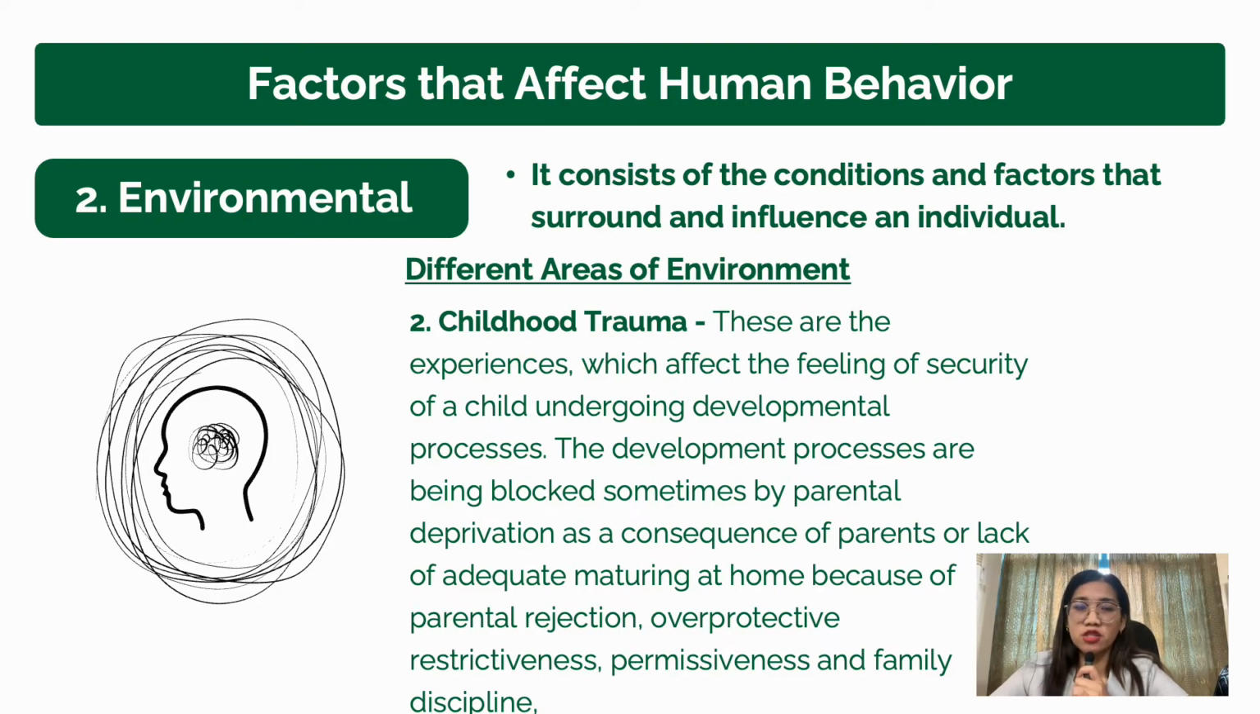So next, environmental areas are the childhood trauma. So these are the experiences which affect the feeling of security of the child undergoing the developmental process. So the developmental process is sometimes blocked by parental deprivation as a consequence of lack of adequate mothering, or because of parental rejection. So, overprotectiveness, restrictiveness, permissiveness, and family discipline can be rooted in childhood trauma. So this affects the human behavior or the behavior of a person.